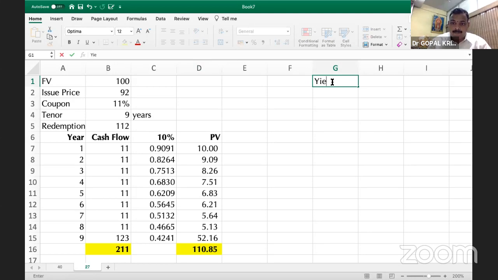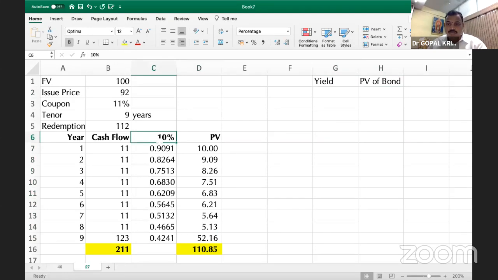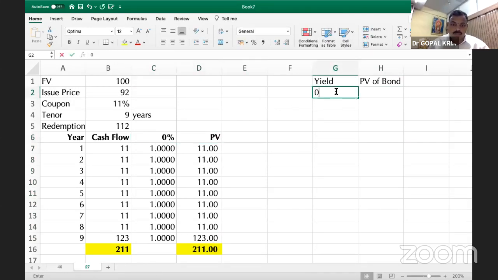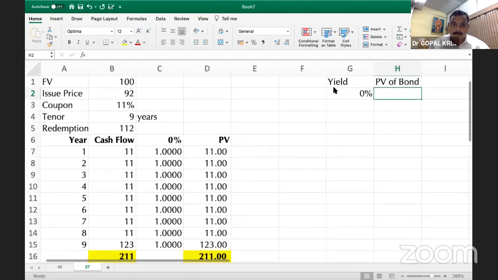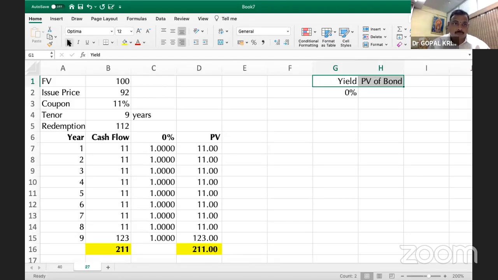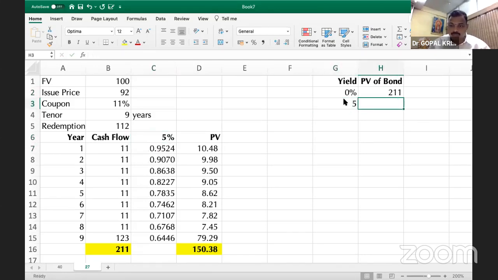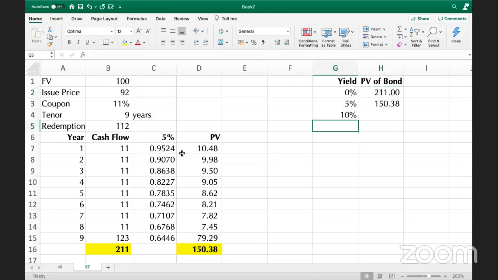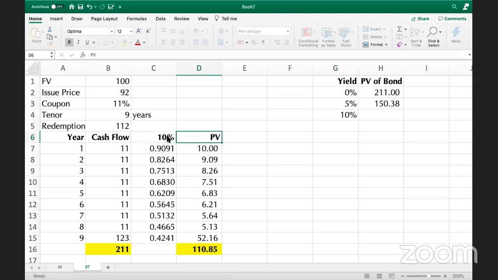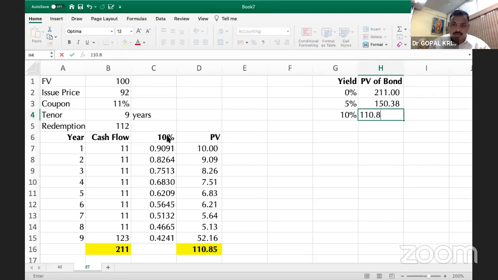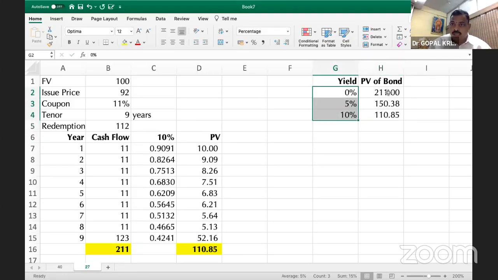So let your yield be, what is your value of bond? Present value of bond. If your yield is 0%, the value of the bond is, I'm sorry, 211. If it is 5%, the value of the bond is 150 rupees 0.38. If it is 10%, the value of the bond is 110.85. So now, please look at this. As the rate of interest goes up, value of the bond will come down.